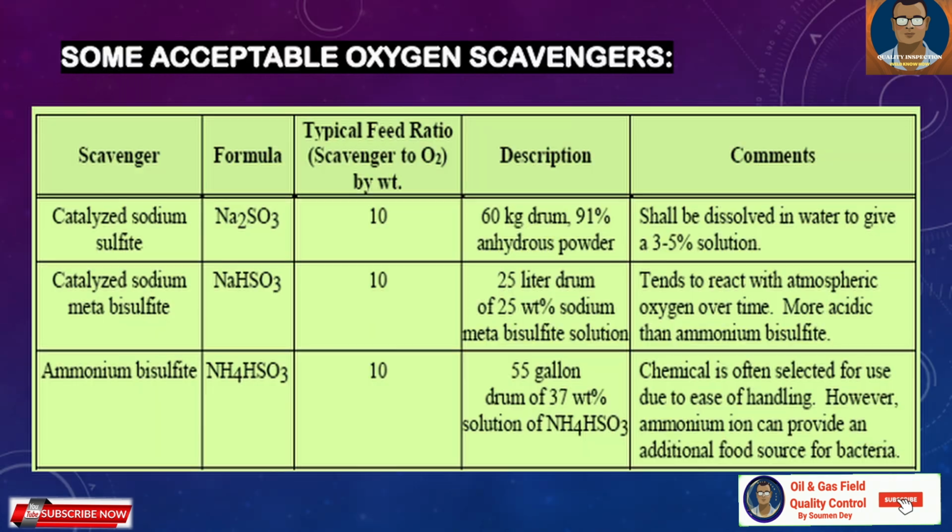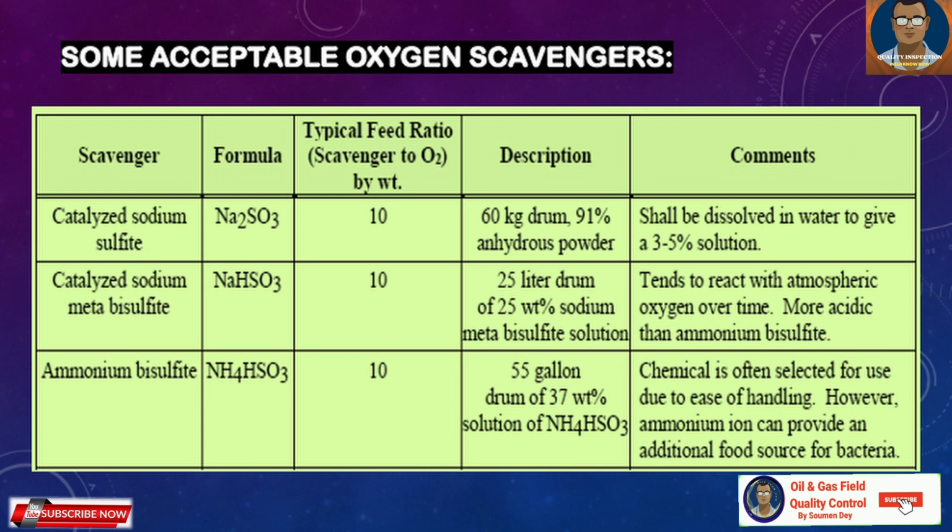Here are some acceptable oxygen scavengers. You can see the catalyzed sodium sulfite, Na2SO3. The typical feed ratio by weight is 10. It is available in a 60 kg drum, 91% anhydrous powder, and shall be dissolved in water to give a 3 to 5% solution. So when you use it, you have to dissolve it in the water to get a 3 to 5% solution.